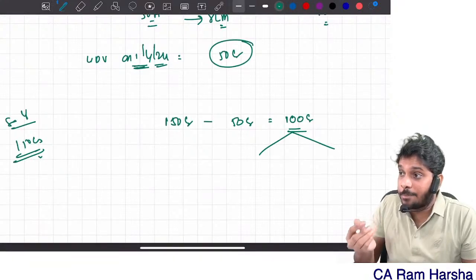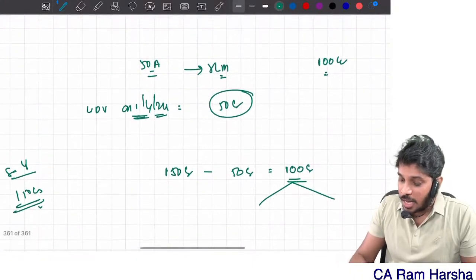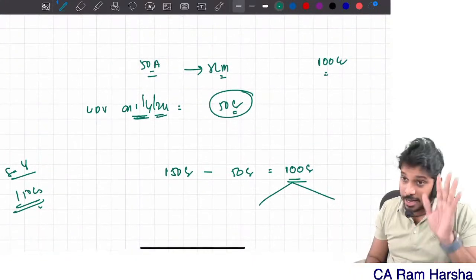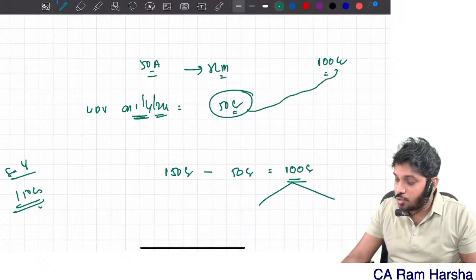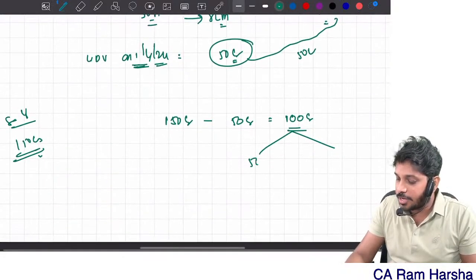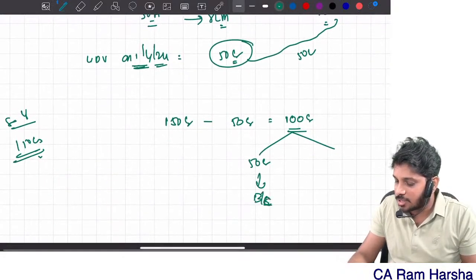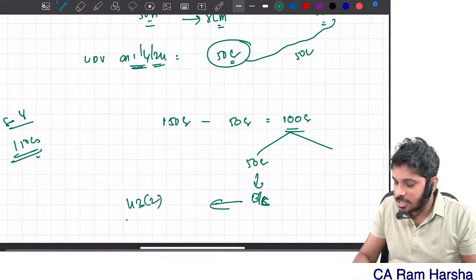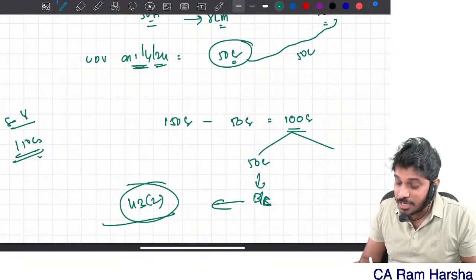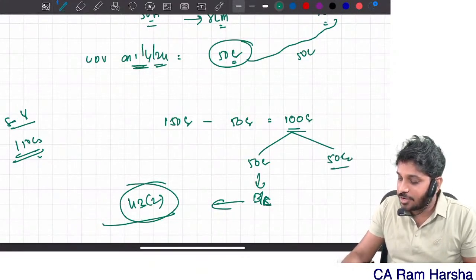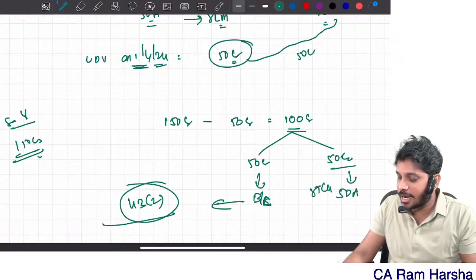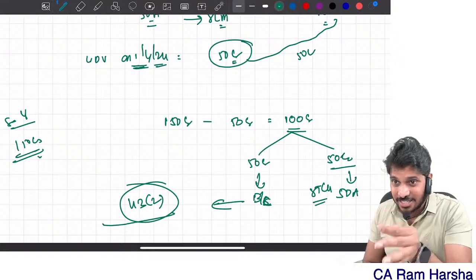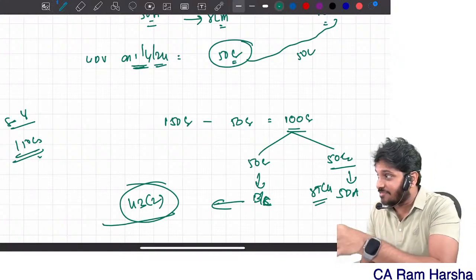Profit up to original cost. WDV is 50 only, but I sold for 150. 100 crore profit is there. How much of the profit is up to original cost? 50. This 50 crore is treated as balancing charge under section 43 subsection 2. Sir, balance 50 crore is there, right? Beyond original cost profit is treated as short-term capital gain under 50A.